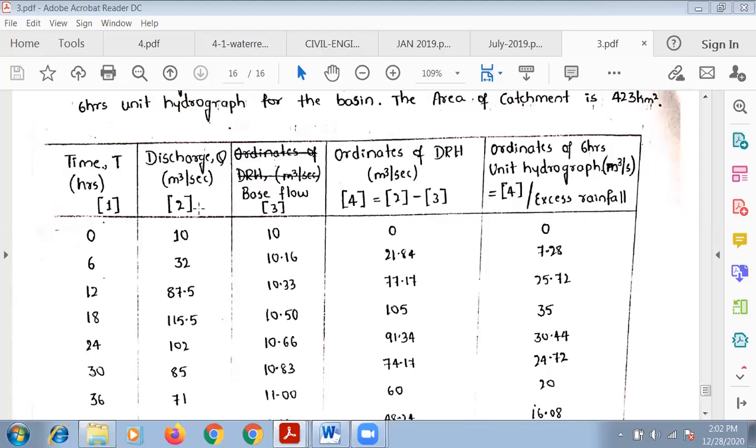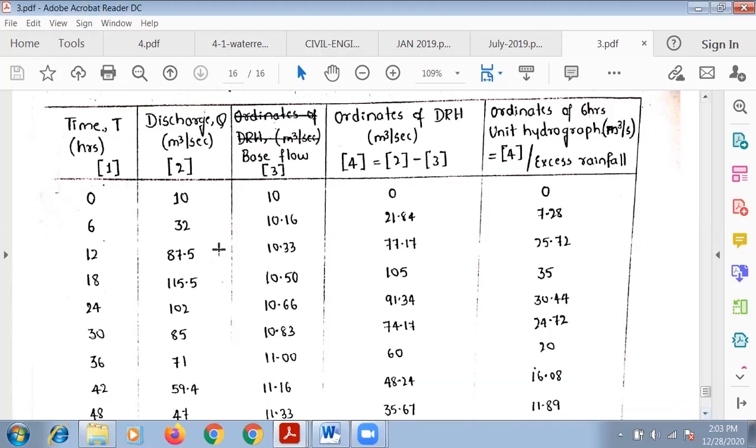So from the total discharge, we have to deduct the base flow. So basically, base flow plus direct runoff will give us discharge, right? So from the discharge, you have to deduct the base flow to get the direct runoff hydrograph. Okay, so you can see here this column 4 would be 2 minus 3, that is 10 minus 10.